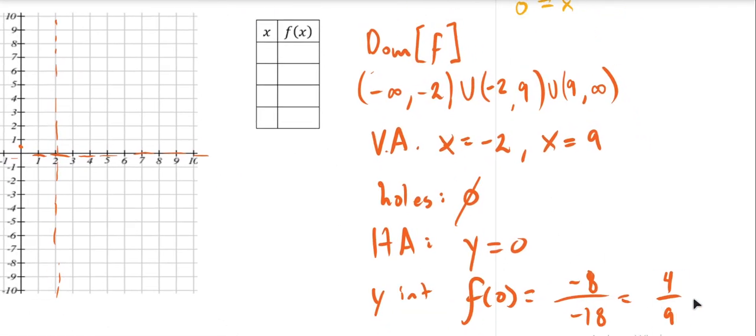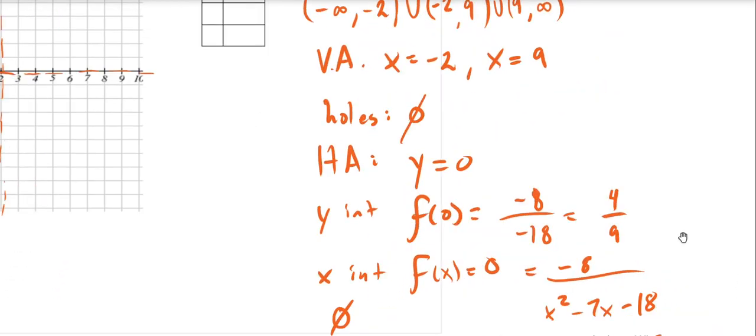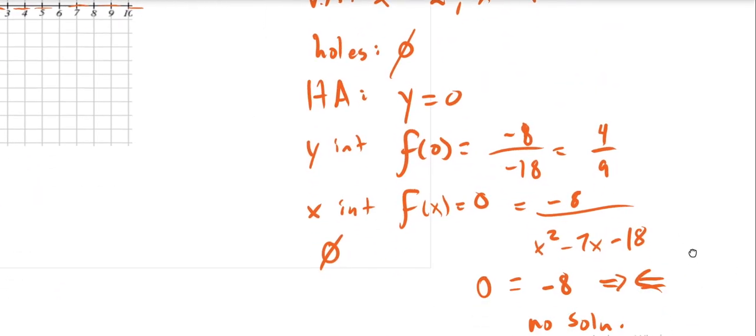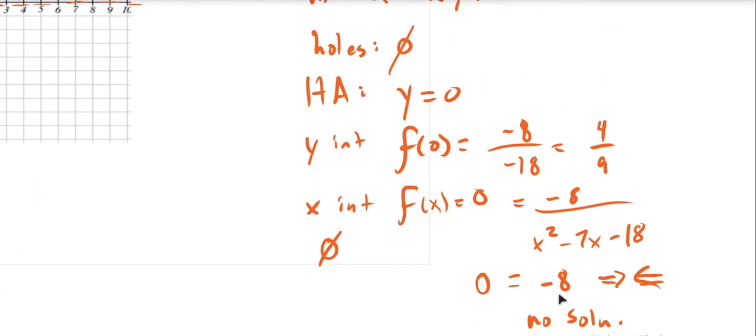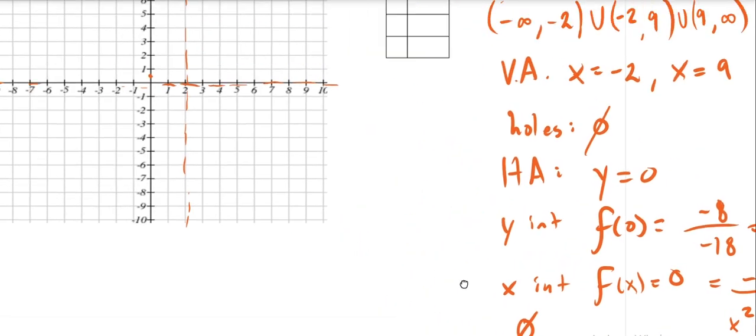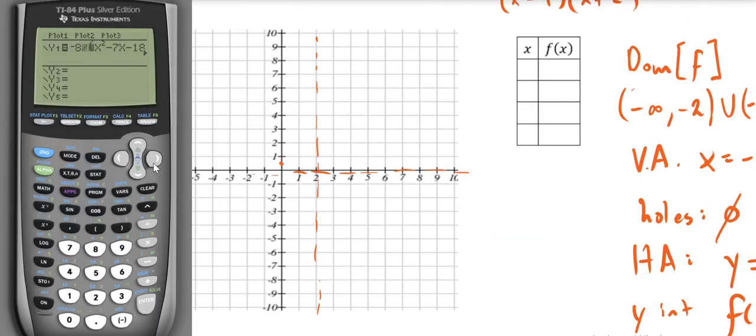Plugging in 0, we can find our y-intercept. Setting it equal to 0 and solving, by multiplying the denominator away, we find a contradiction. There are no values at which this is true, and so there is no solution and hence no x-intercepts. I'm going to put that function into our graphing utility so that I can use the table to find some values quickly to plot. We notice the error that we get if we plug in something at the values which are not in the domain.